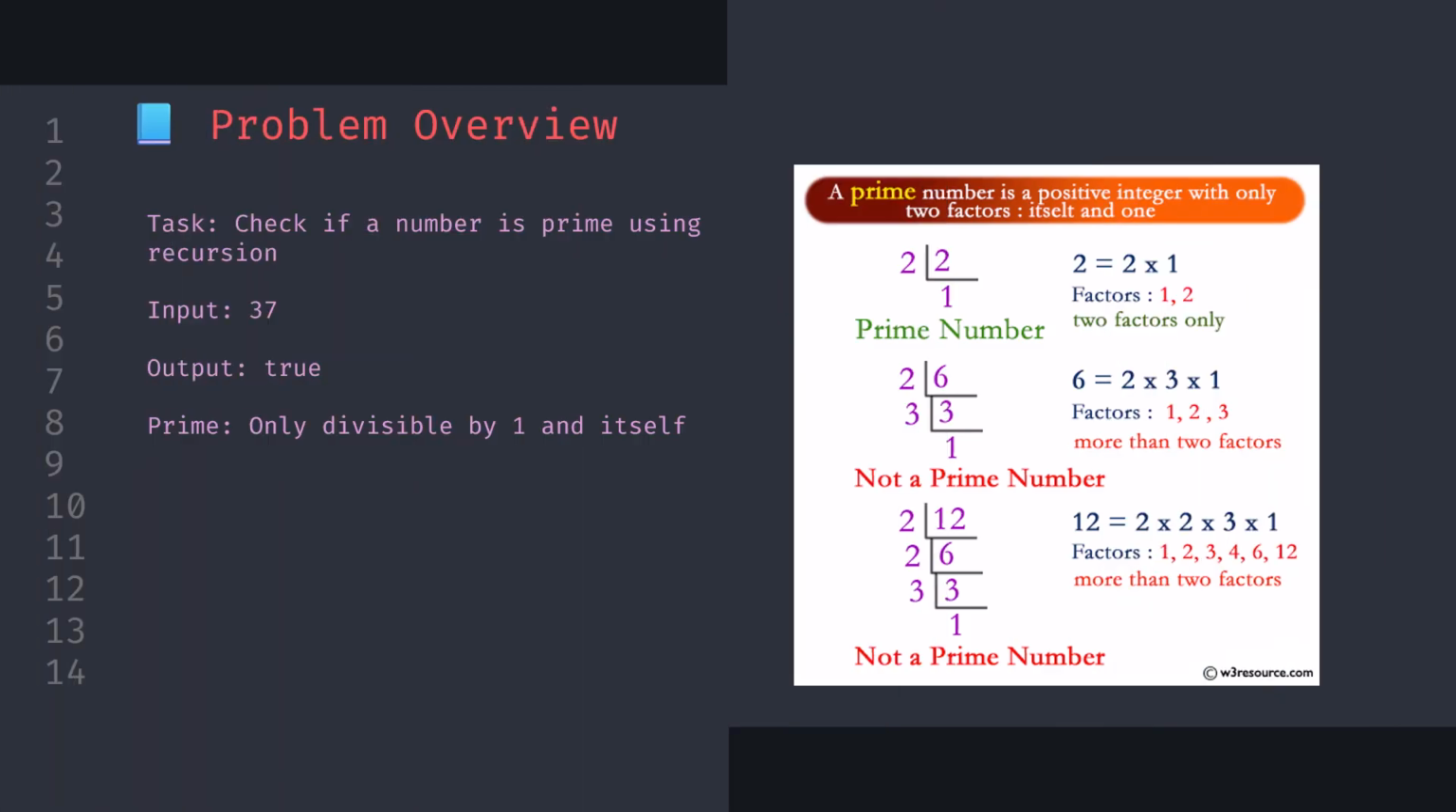A prime number is one that is only divisible by 1 and itself. We write a function that checks if a number like 37 meets that definition. Instead of a loop, we'll use recursion to check for divisibility. The function will return true if the number is a prime, and false otherwise.